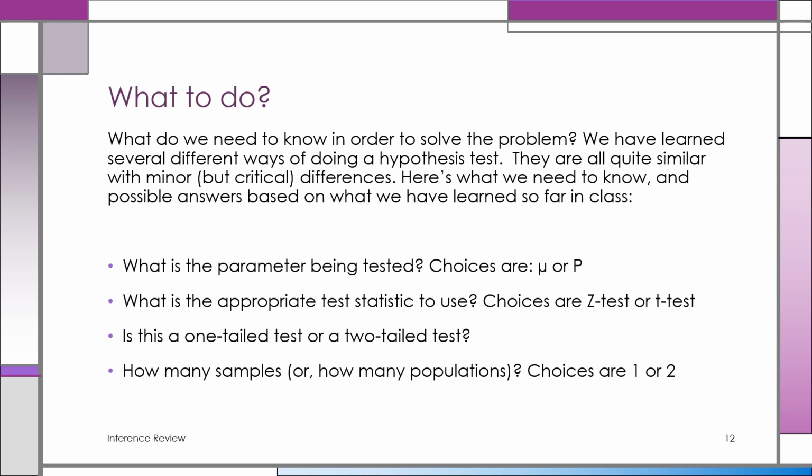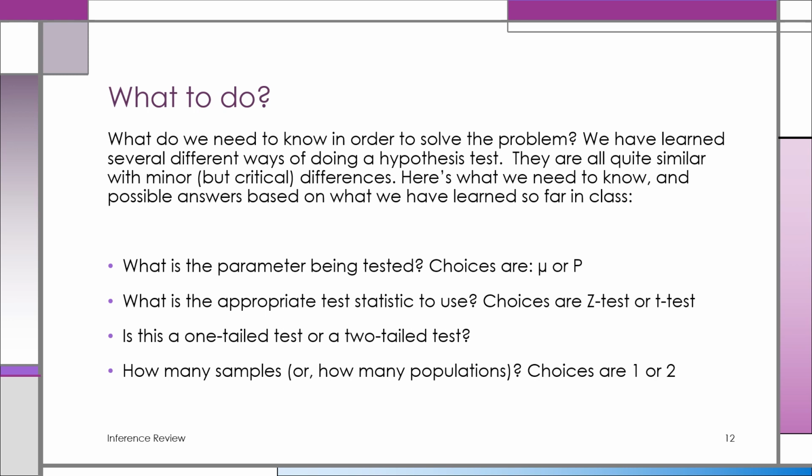Third, are we doing a one-tail test or a two-tail test? With a two-tail test, we'll reject if the data is too far away, either on the right side or the left side, on the high side or the low side. With a one-tail test, we're only rejecting on one side of the distribution. We'll see examples of both.